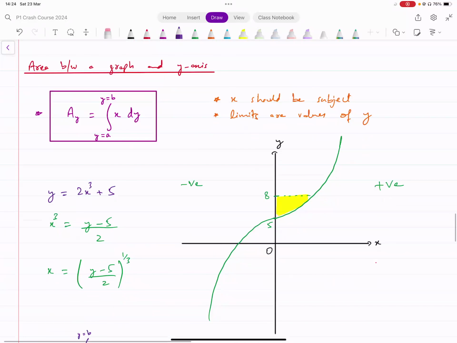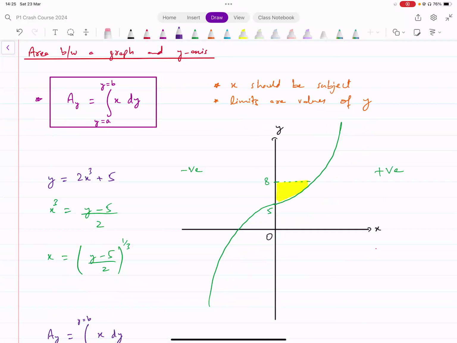And then we talked about area between a graph and y-axis. For this, we have this formula, integral of x with respect to y. So in this case, x needs to be the subject, and limits are values of y. So if we have a function like this, y equals 2x cubed plus 5, and you want to find this shaded area on the graph, this is area between the graph and y-axis here, right? So one boundary is the curve, and the other boundary is y-axis, and we're looking for area between y equals 5 and y equals 8.